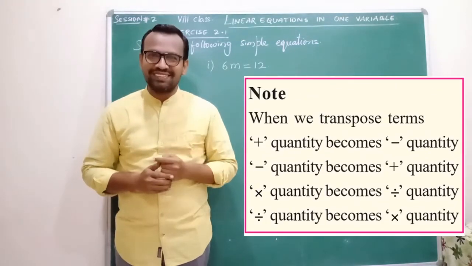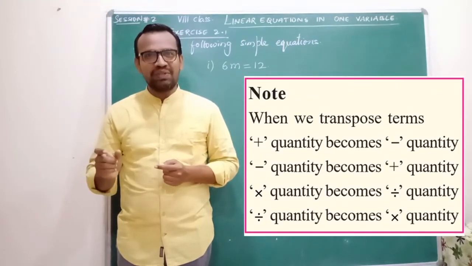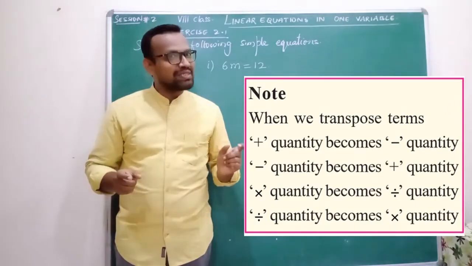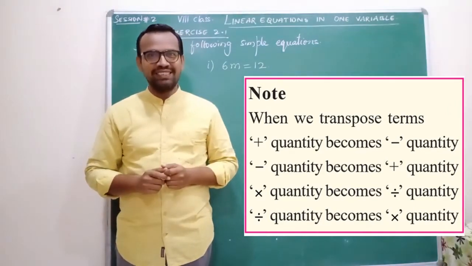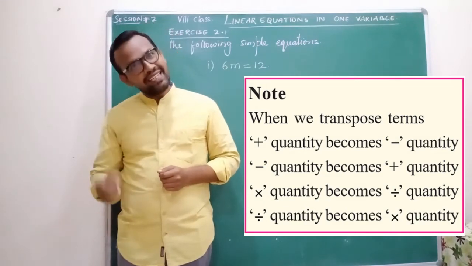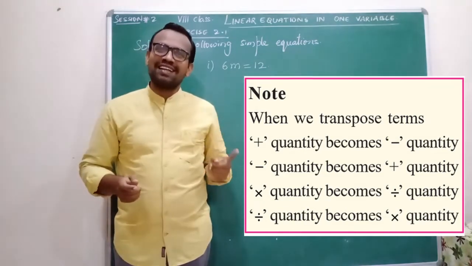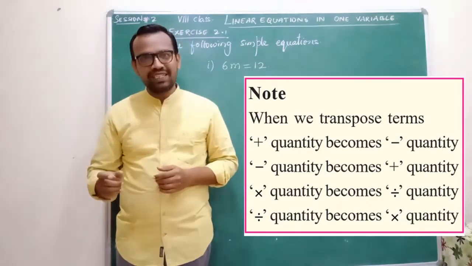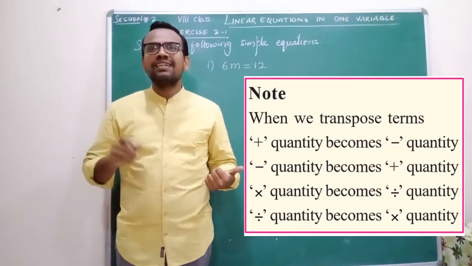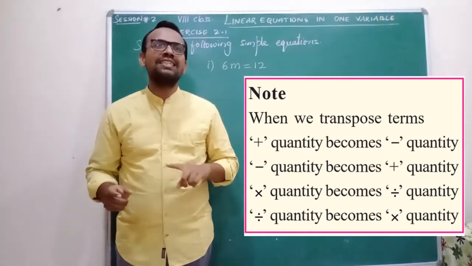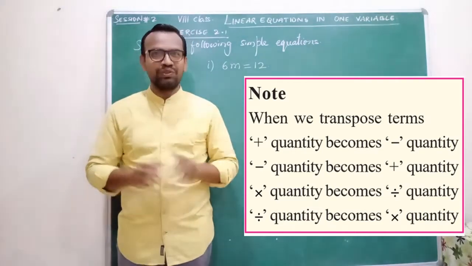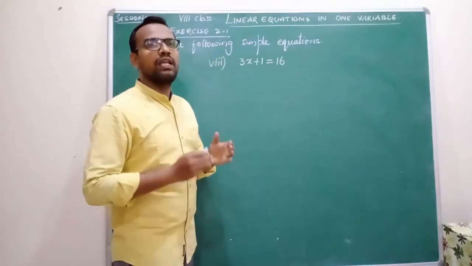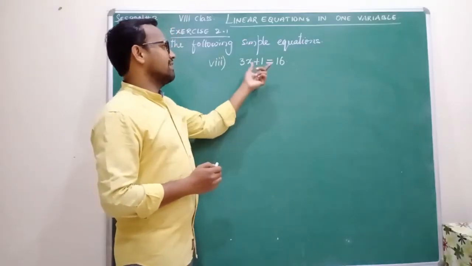The first one: whenever a positive quantity is transposed to the other side, it becomes a negative quantity, and a negative quantity after transposing becomes positive. A multiplying quantity becomes dividing, and a dividing quantity becomes multiplying. So keep these things in your mind before solving the questions. Now the eighth one is like this.